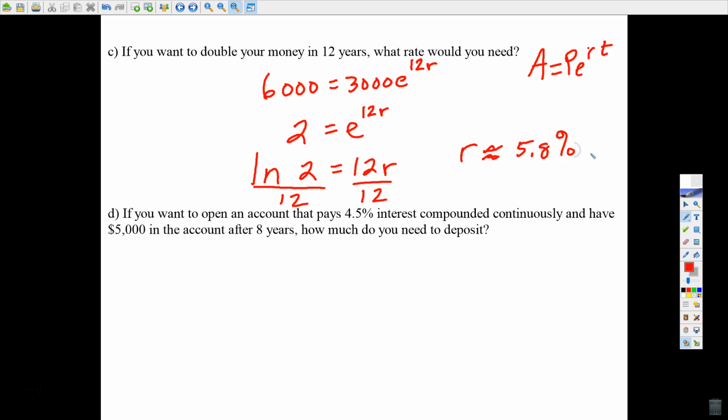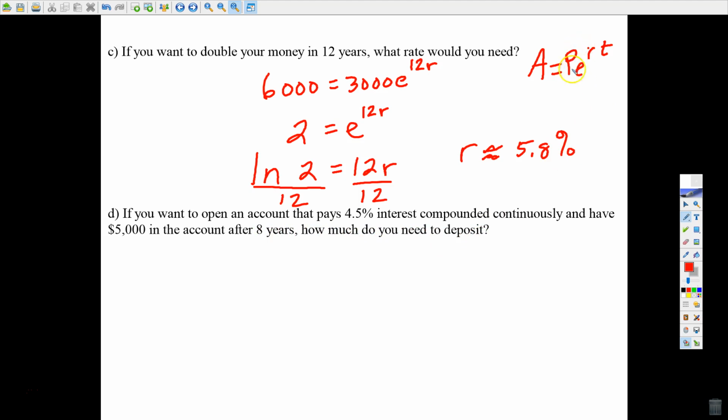Now your calculator is showing the decimal 0.0577, but remember to change that to percent form, you move the decimal 2 places to the right, and then you can just round to the nearest tenth. Okay, so my last part, we're still using this formula. If you want to open an account that pays 4.5% continuously compounded interest, and you want to end up with $5,000 in the account after 8 years, how much do you need to deposit?